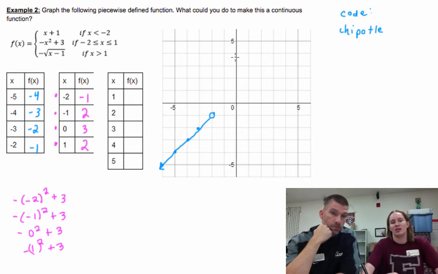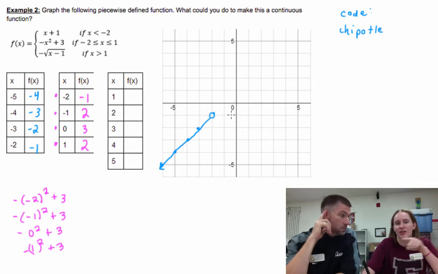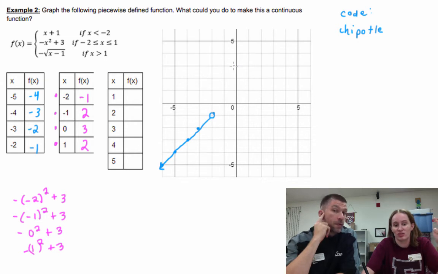And then again, depending on your knowledge of what parabolas look like, you could maybe draw this without actually having to do this big long table. We've got 0, 3 is our vertex, and it's opening down. So it's this situation. Just make sure you stop drawing where you need to.